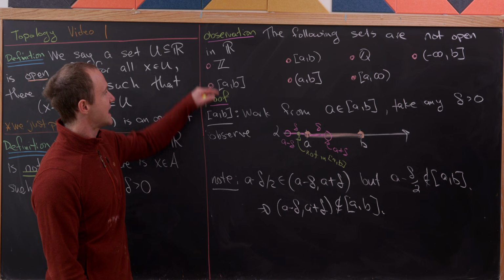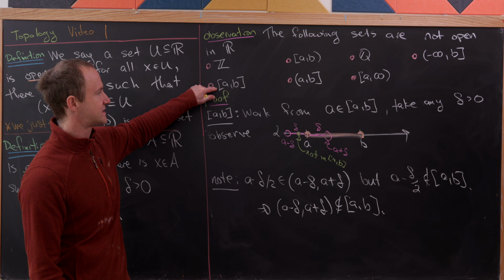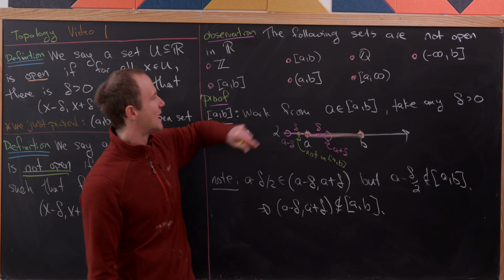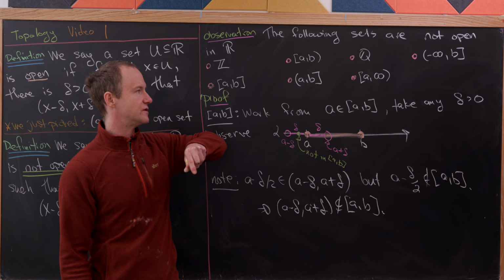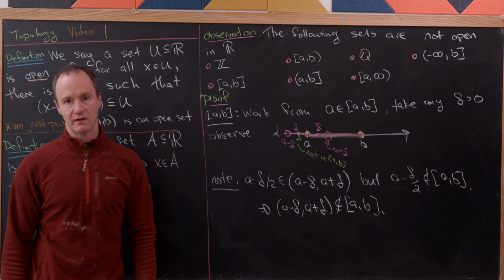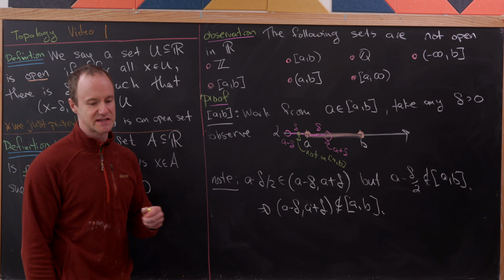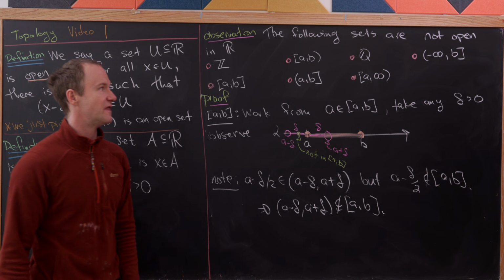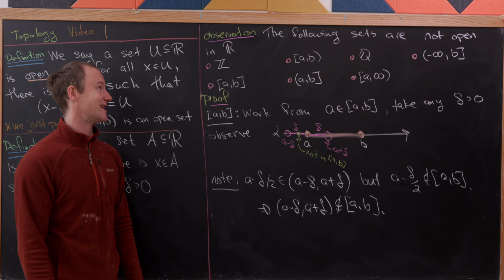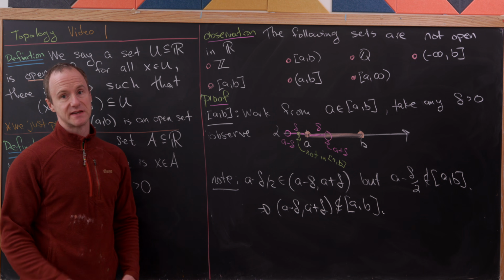Okay, so we've taken care of Z, and we've taken care of this closed interval from A to B. I would say that the closed A, open B, and the open A, closed B, and those two infinitely long ones are pretty much the same. Let's skip those and finish this observation off with a proof that the rational numbers is not an open set.